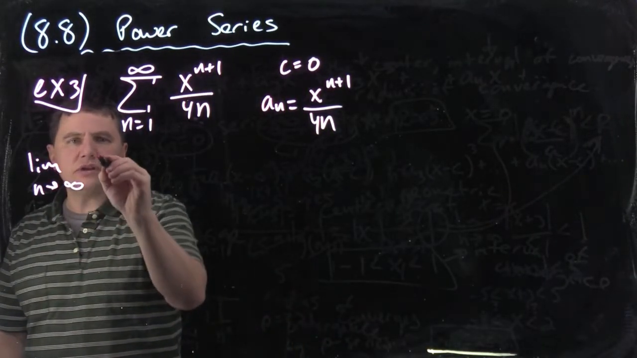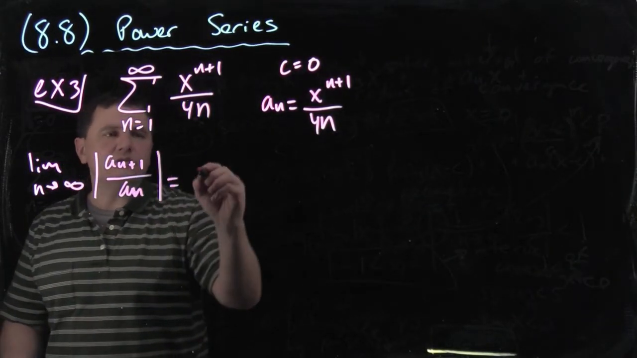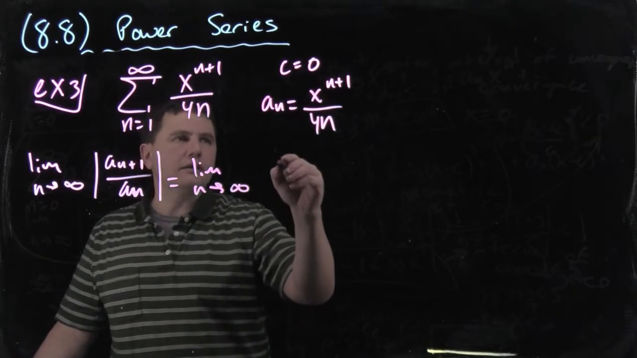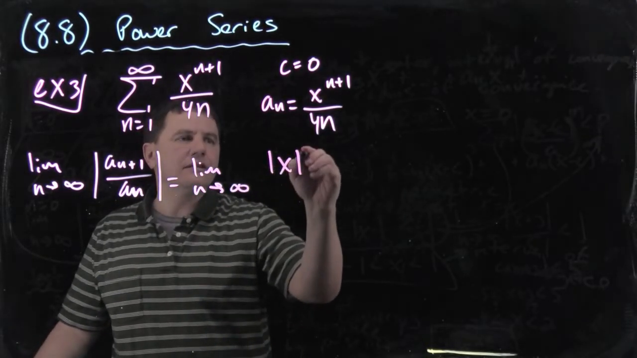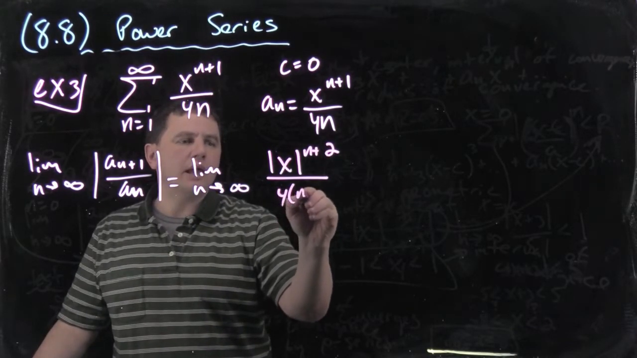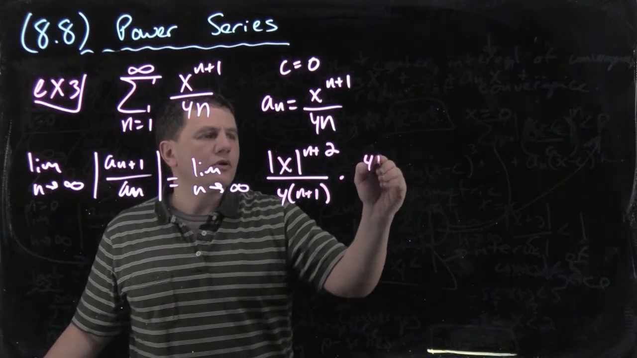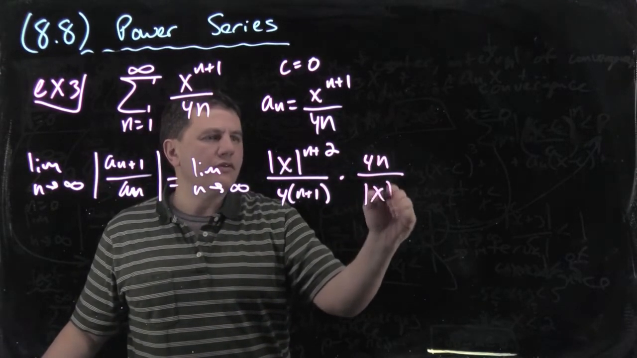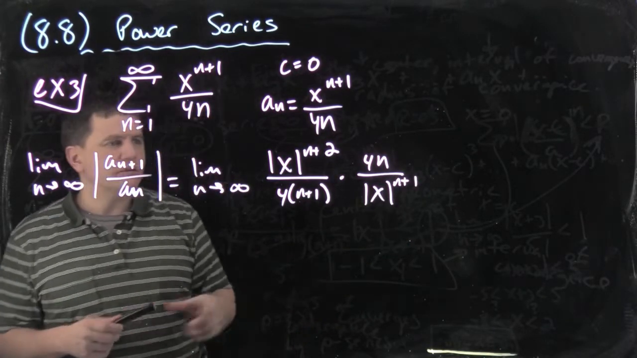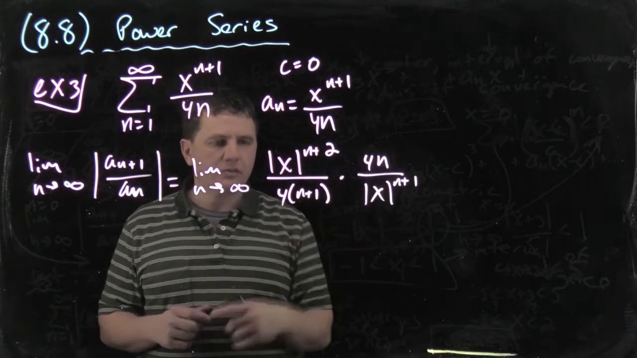The limit as n goes to infinity of a sub n plus 1 over a sub n is equal to the limit as n goes to infinity. So this will be the absolute value of x to the n plus 2 over 4n plus 1 times the reciprocal, 4n over absolute value of x to the n plus 1. Once again, notice that I really only need absolute value around the things that could possibly be negative. These things are always going to be positive.